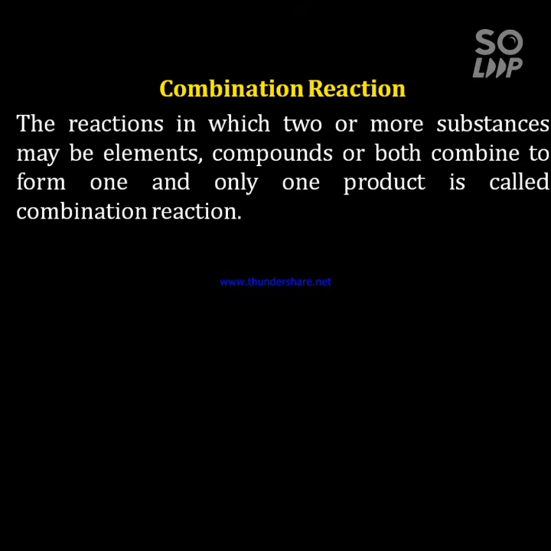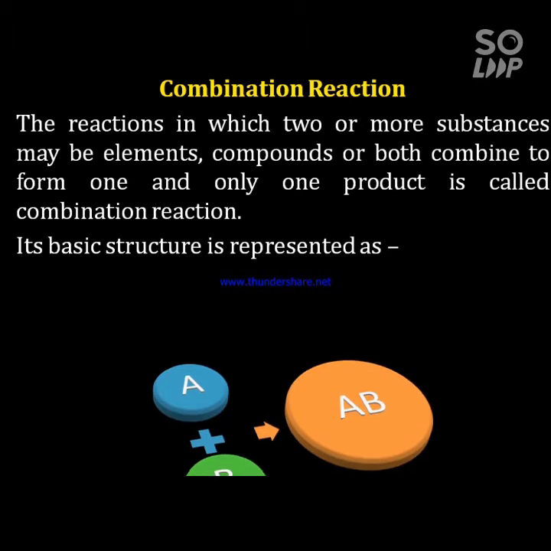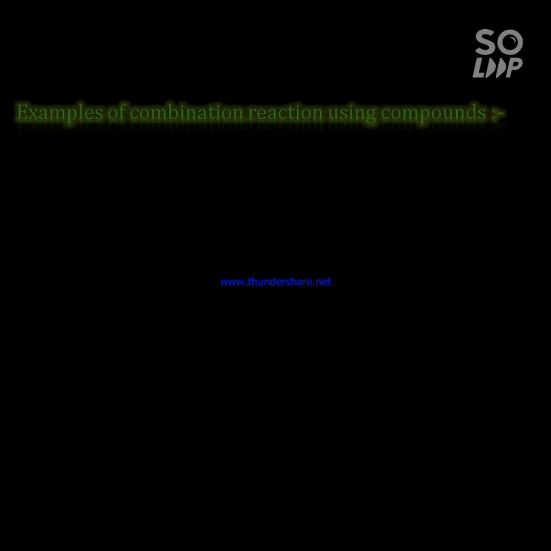The basic structure of combination reaction seems like this. This structure indicates that two different types of chemical species A and B are combining to form one single product AB. Dear students, for your easy understanding, I have included here the examples which contain both elements, both compounds, and also one element and one compound.